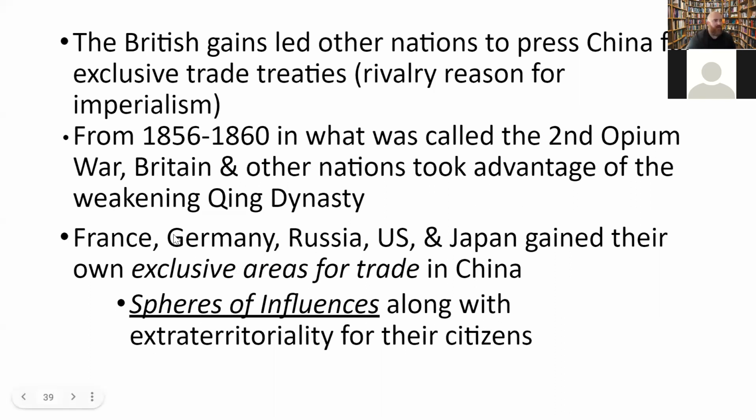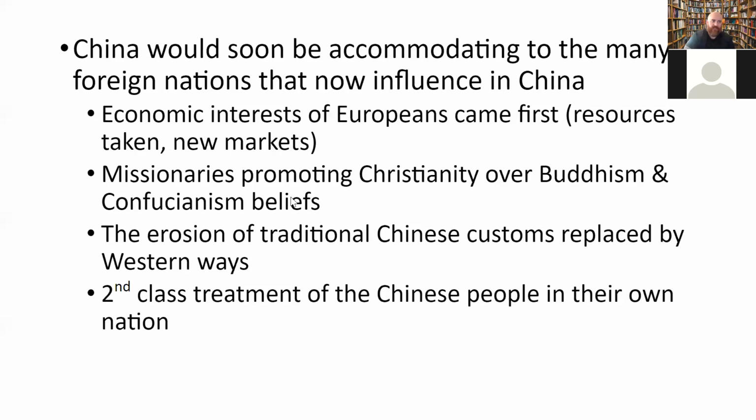And then once again, everyone else jumps on the bandwagon, right? France, Germany, Russia, US, and Japan all gain exclusive areas for trade. That is their sphere of influence. And once again, along with that, the citizens of these countries that are in China don't have to follow Chinese rule. So it's almost like you could think about it as a diplomatic area, but it's all over China that they don't have to follow the rules, which is obviously unfortunate. So like I've been saying, it's all about the economic interests of Europeans.